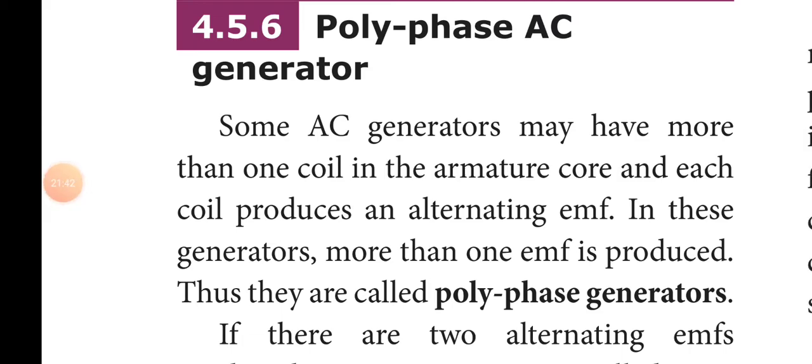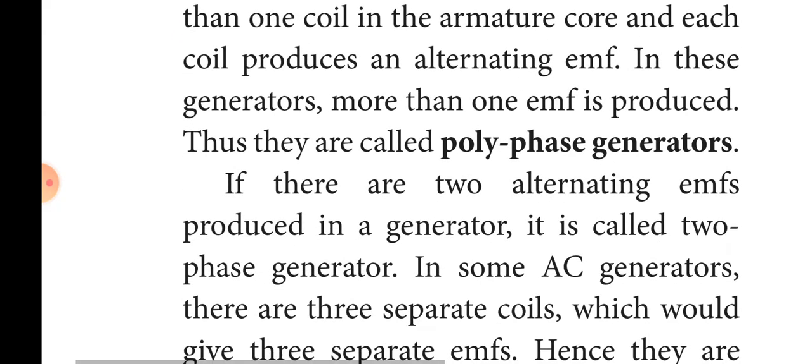Next topic, polyphase AC generator. These questions will be asked in 2 marks questions. What do you mean by polyphase AC generator or 3-phase AC generator? Some AC generators may have more than one coil in the armature core, and each coil produces an alternating EMF. In these generators, more than one EMF is produced. Thus, they are called polyphase generators.